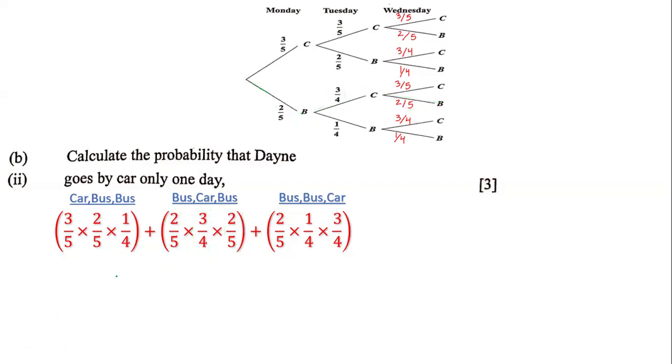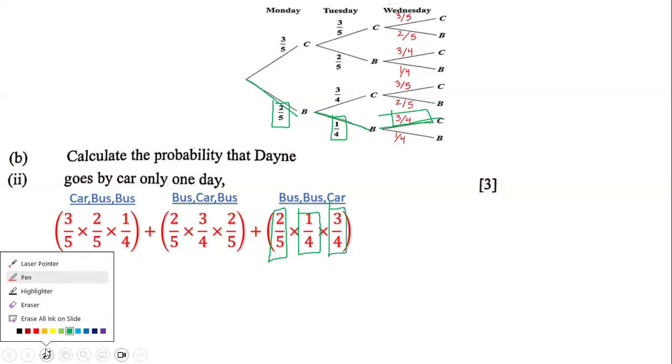And then let me erase another one. Then we could do bus, bus, car. So we could do the bus, which is 2/5, and then you could do the bus again, which is 1/4. And then you can do car, so car is going to be 3/4. So we have bus, bus, car.